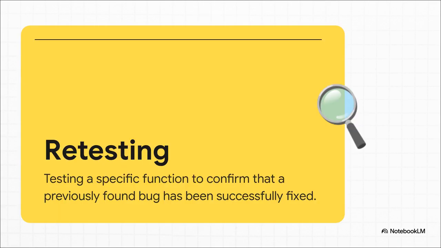First up, retesting. The key thing to remember here is that retesting is totally laser-focused. You are running the exact same steps that made the bug appear in the first place. Your only goal is to answer one simple question. Is that specific bug I reported now fixed? It's a simple yes or no.